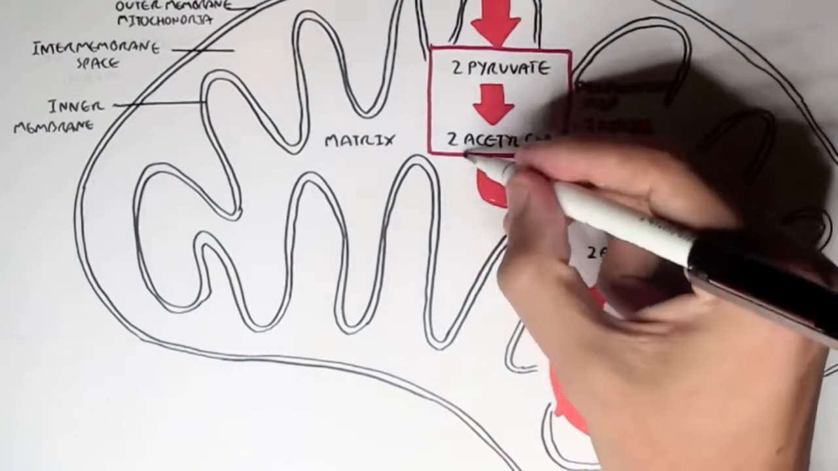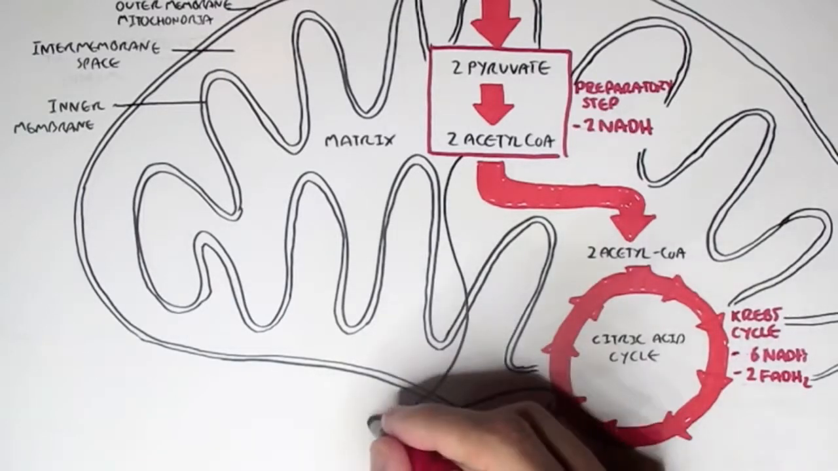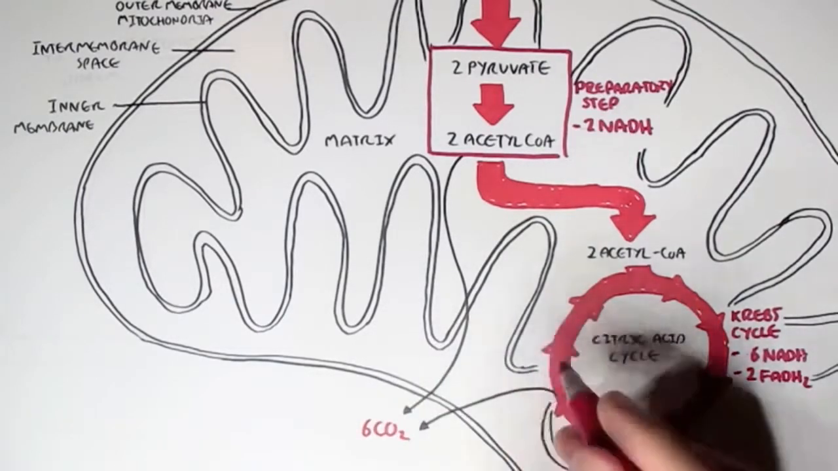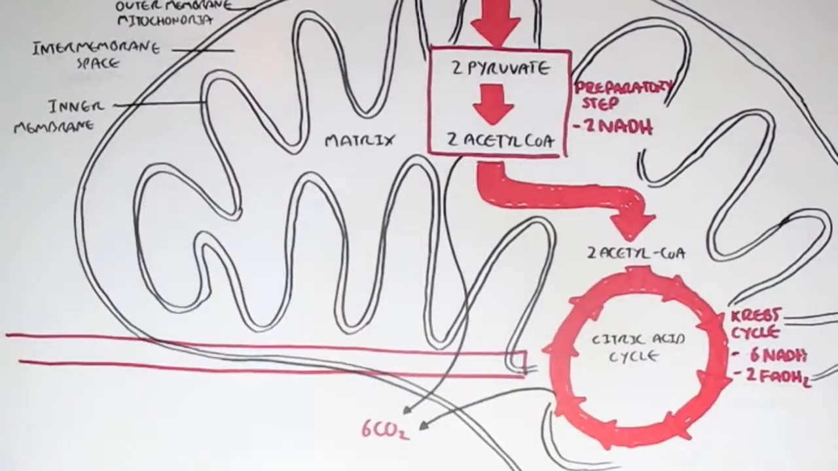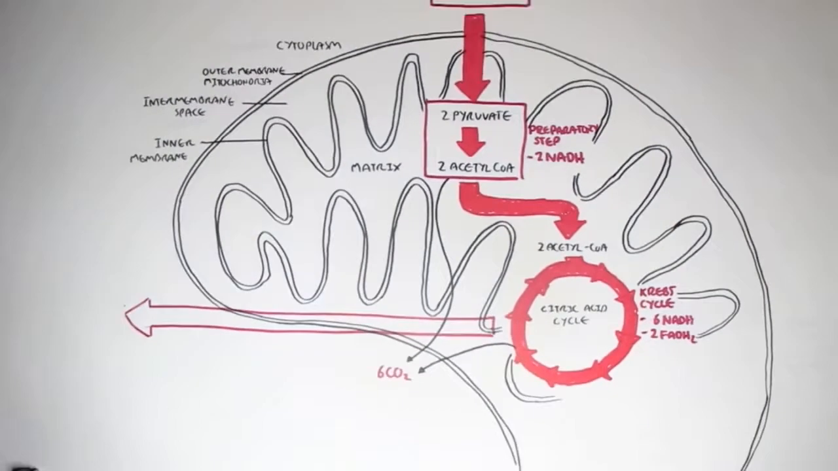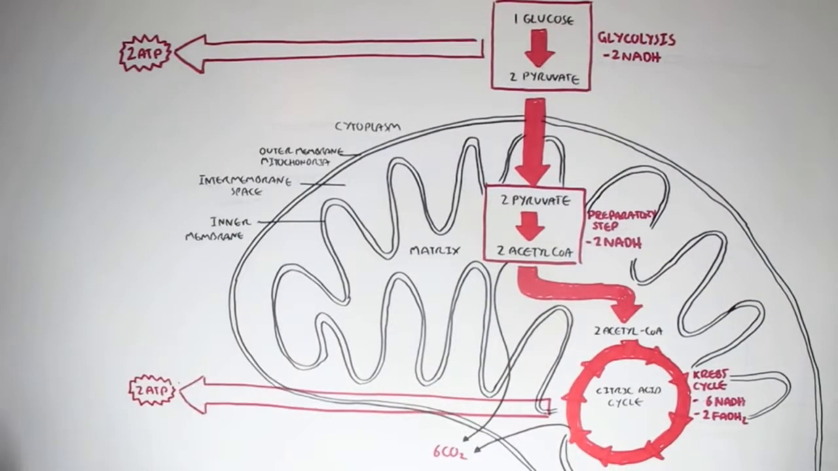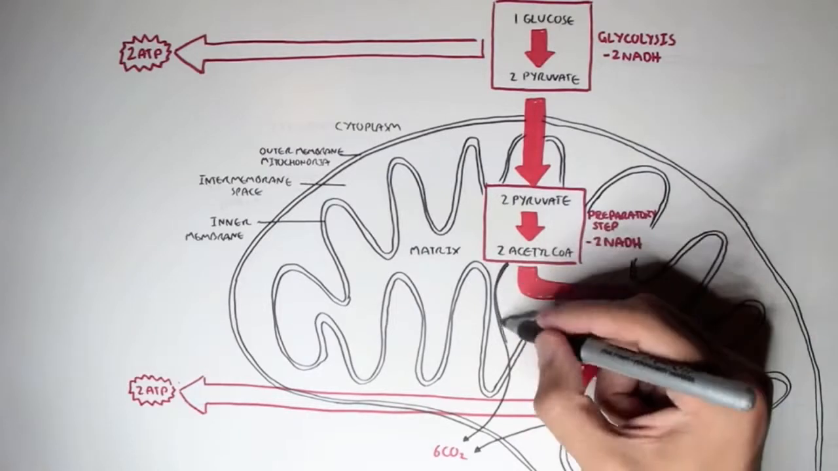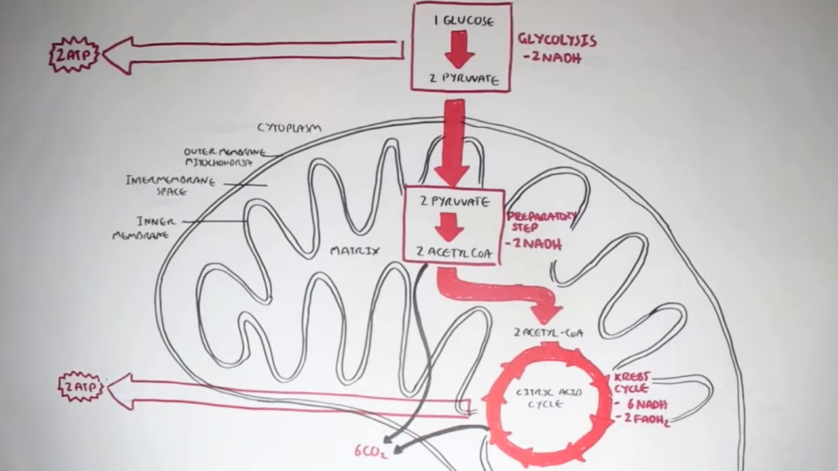First of all, it will produce 6 NADHs and 2 FADH2s. And also, the citric acid cycle with the preparatory step will produce a total of 6 carbon dioxides. The Krebs cycle will also produce a net of 2 ATP. Let me just emphasize that the preparatory step produces, from 2 pyruvates, 2 carbon dioxides, and the Krebs cycle produces 4 carbon dioxides. And so this gives us a total of 6 carbon dioxides.